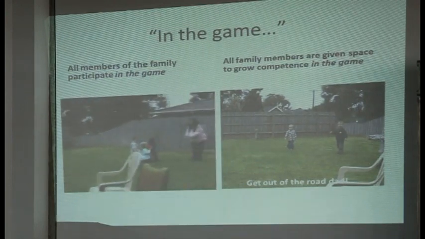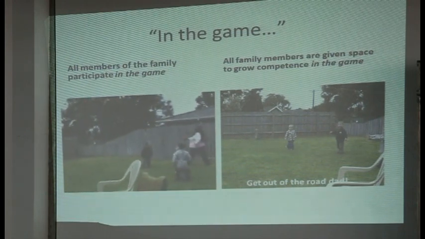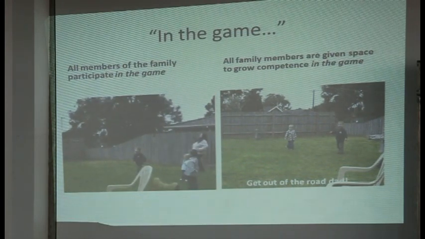The younger children don't take the ball away from her. The uncle puts a little bit of pressure on her by stamping his feet behind her, and she then gives the ball to the mother. If we have a look at the next clip, please.